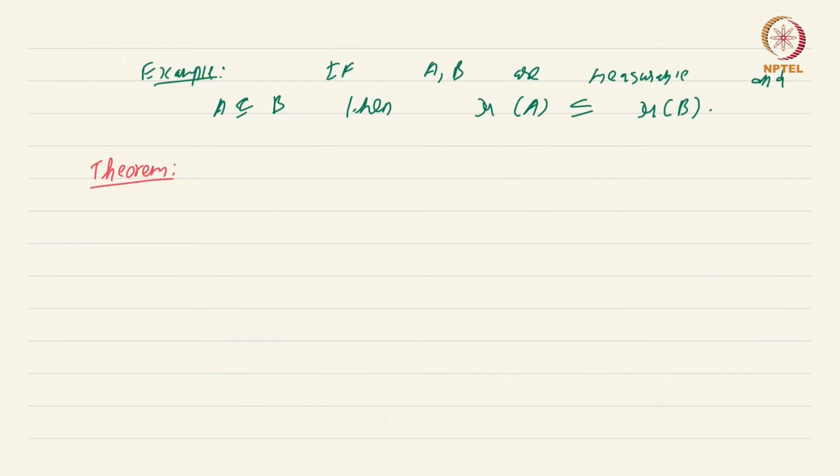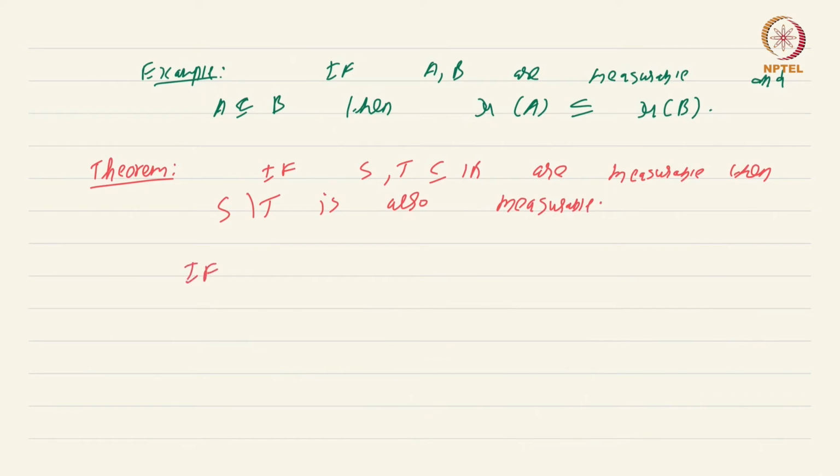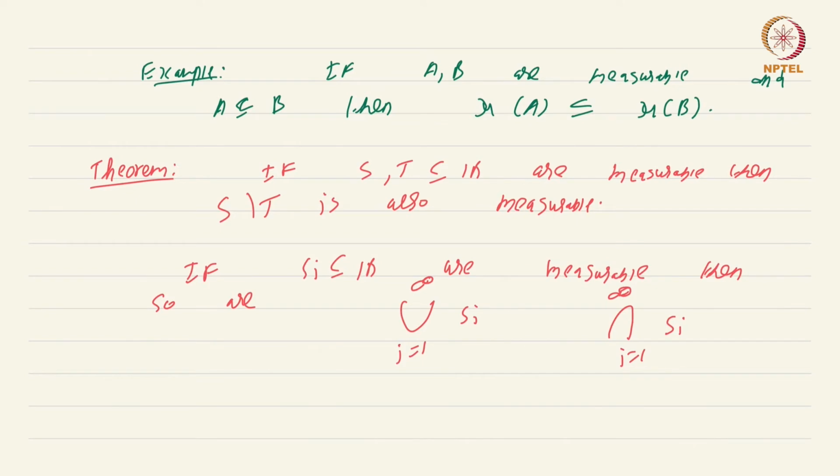Theorem. We are going to show that some natural set theoretic operations do not take us outside of the class of measurable sets. If S, T subset of R are measurable, then S set minus T is also measurable. And if Si subset of R are measurable, then so are the union over i equals 1 to infinity of Si and the intersection over i equals 1 to infinity of Si. Countable union and countable intersection of measurable sets are measurable. For computing the measure of this union, just wait a moment.